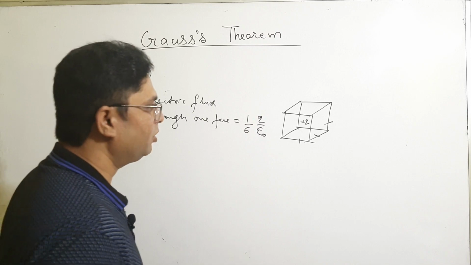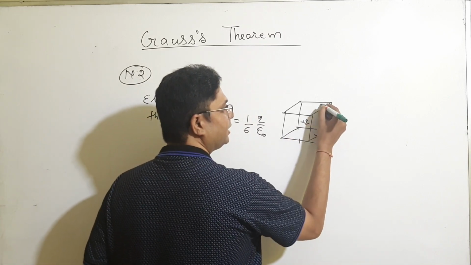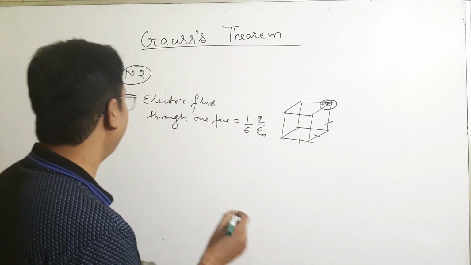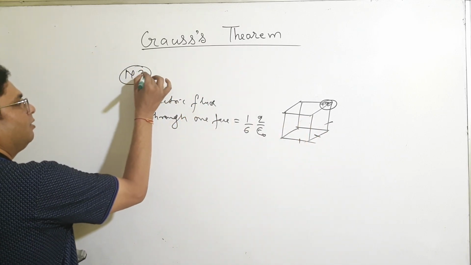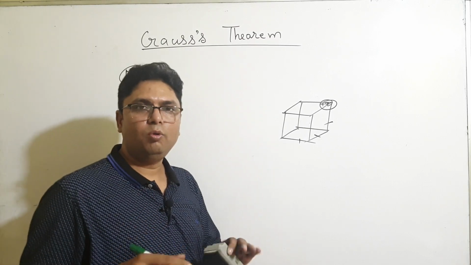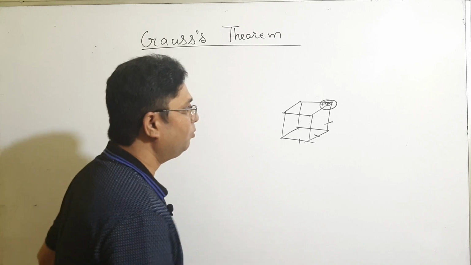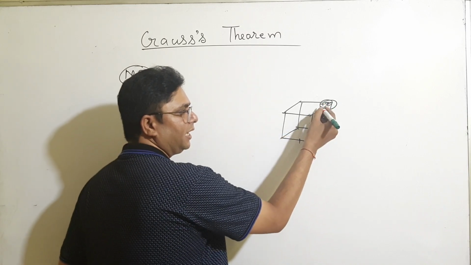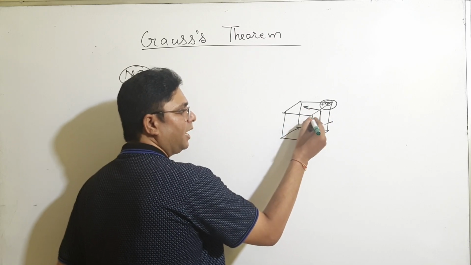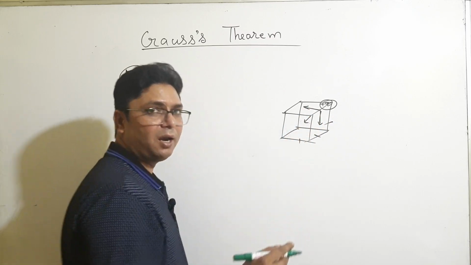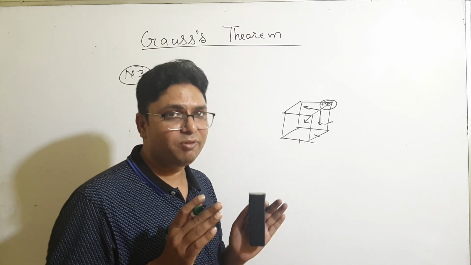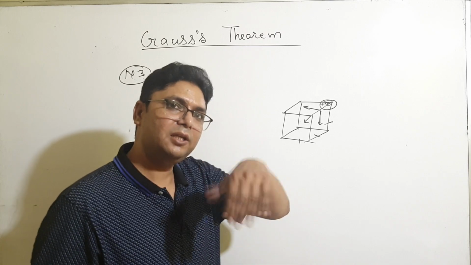Now a slight twist in the question. The twist is I am putting this plus Q charge at the vertex. Now when the charge is placed at one vertex, what will be the electric flux through one surface? See, when you place this charge on the vertex, then the electric field through this face and through this face becomes parallel. So electric flux does not occur through three faces. Electric flux will occur only through the other three faces.